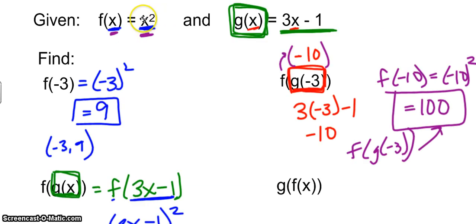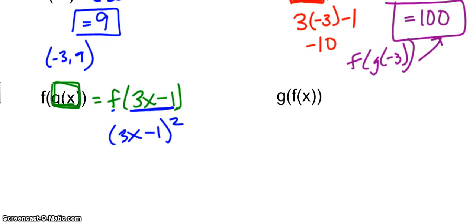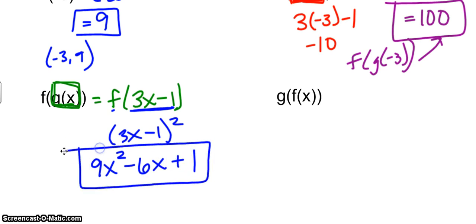And squaring it. So you can FOIL that out. You'll get 9x squared minus 6x plus 1. Final answer, although I would accept that answer as well.